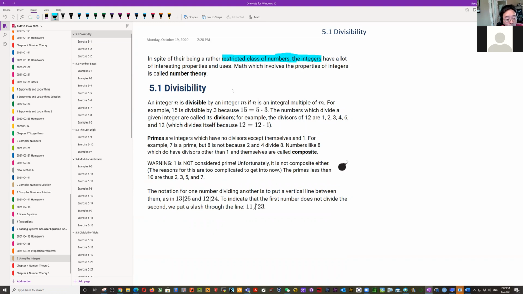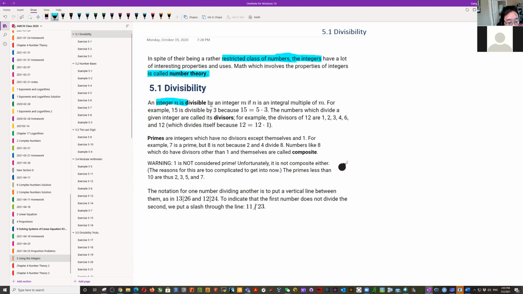You cannot count like half a person. A lot of things are discrete, so you have to treat them specially. You cannot treat them continuously. So math involving the properties of integers is called number theory. And in number theory, one of the most important topics is divisibility.